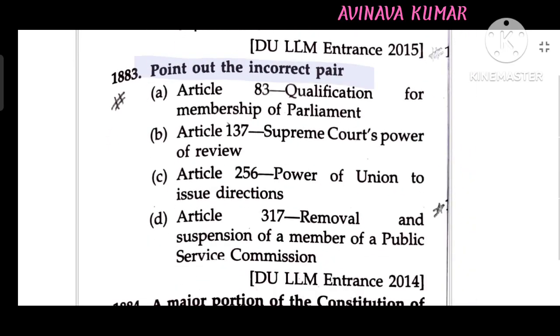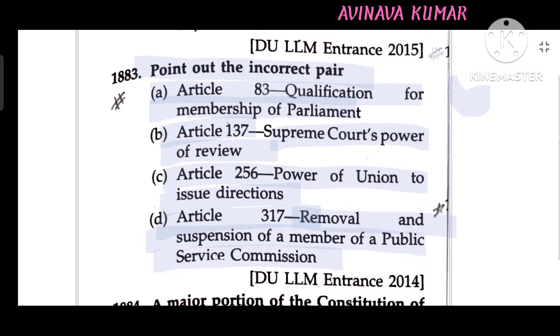Point out the incorrect pair. Article 83, qualification for membership of Parliament, is incorrect. Article 137, Supreme Court power of review. Article 256, power of Union to issue direction. Article 307, removal and suspension of member of Public Service Commission. B, C, D are right. A is the incorrect pair.